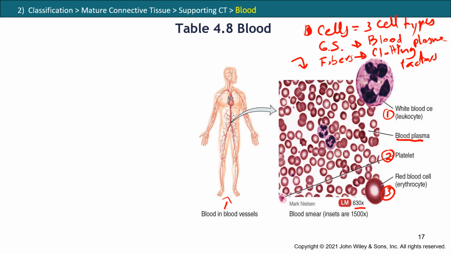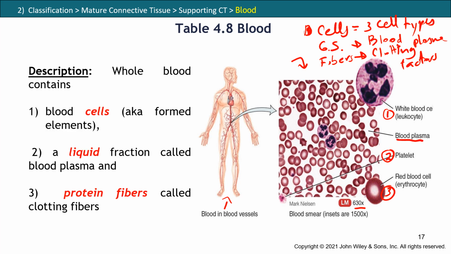So those work together. So just to recap, I told you that the whole blood contains these three components of the connective tissue, and I gave you three examples of blood cells. There are more. There are also non-formed elements. The second one is the ground substance, that in this case is the blood plasma, that is the liquid fraction of the blood, and finally the protein fibers that are called clotting fibers.